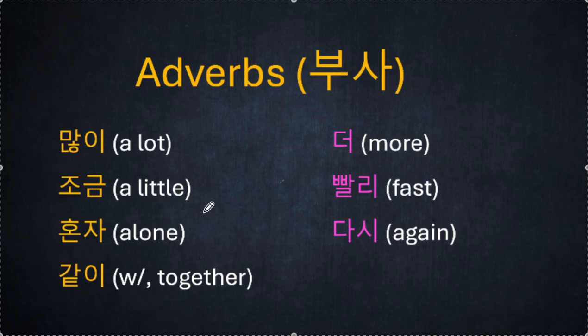Okay, so these are some adverbs. We learned 많이, a lot, 조금, alone, 혼자, 같이. This is an irregular pronunciation, so you don't say 같이, it's 같이. 더, more, give me more, 더 주세요. 빨리, give it to me fast, 빨리 주세요. Give it to me again, 다시 주세요.